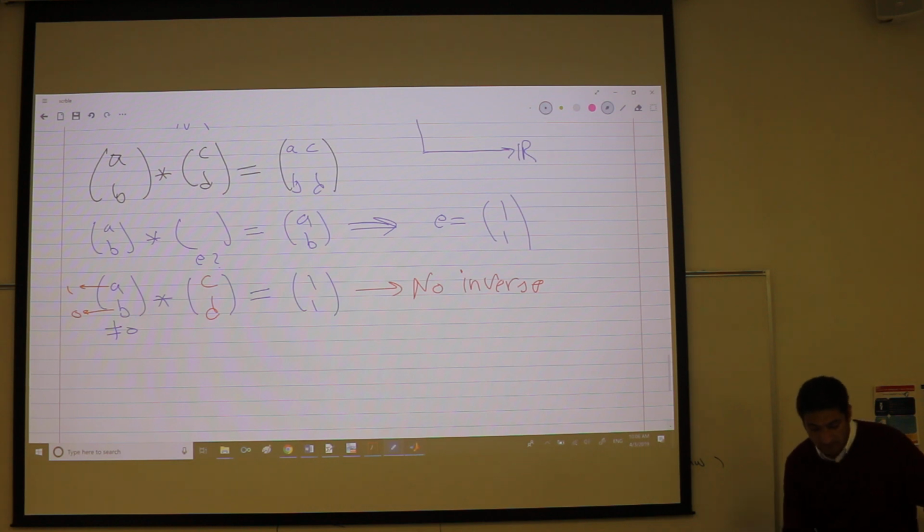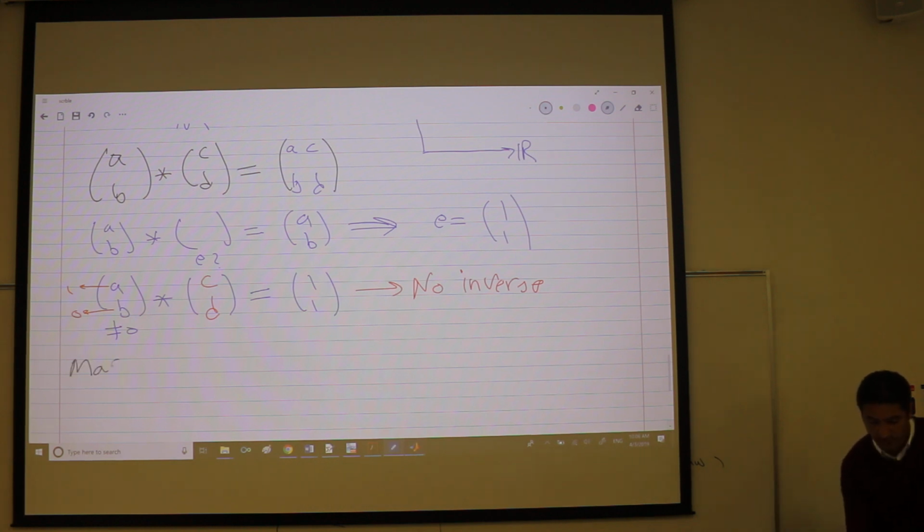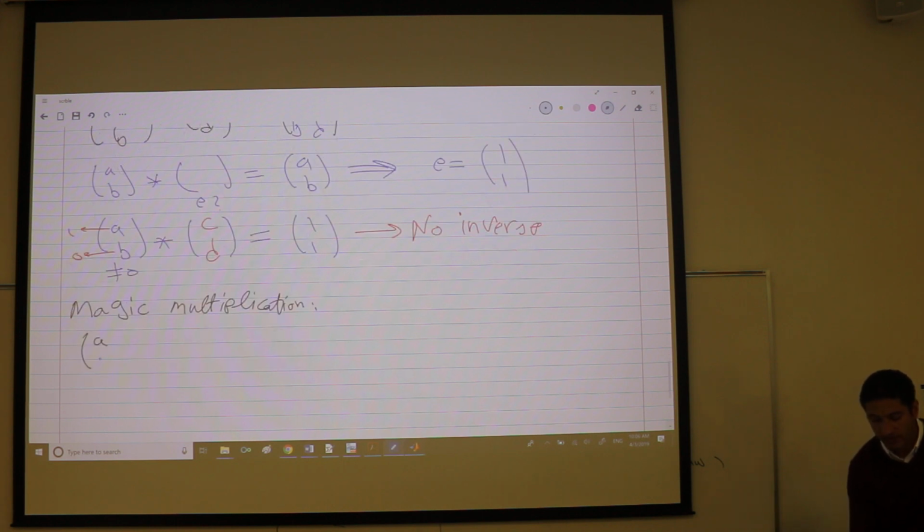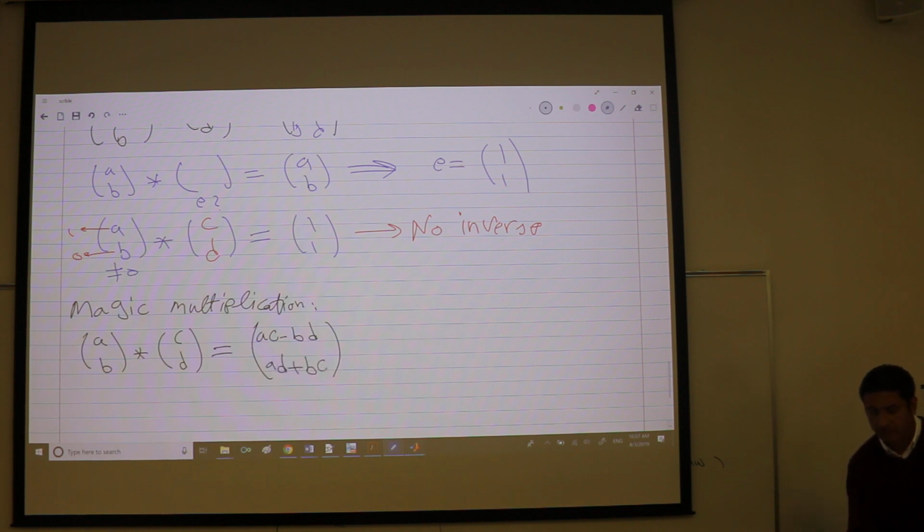And then it came what I call, this is not the standard name for it, but it's my name, the magic multiplication rule. You have two vectors in R2, AB and CD, and someone magically came and said, I'll give you a way to multiply these two guys. I'll multiply it the following way: AC minus BD, and here is AD plus BC.